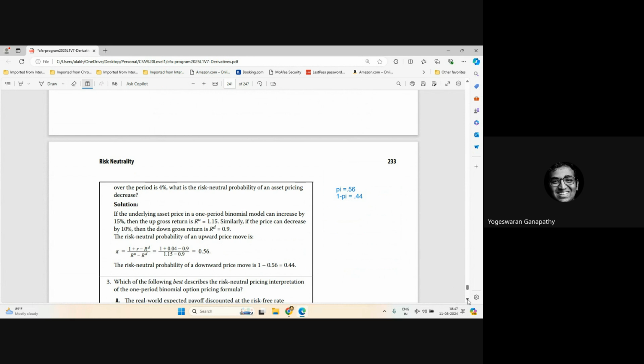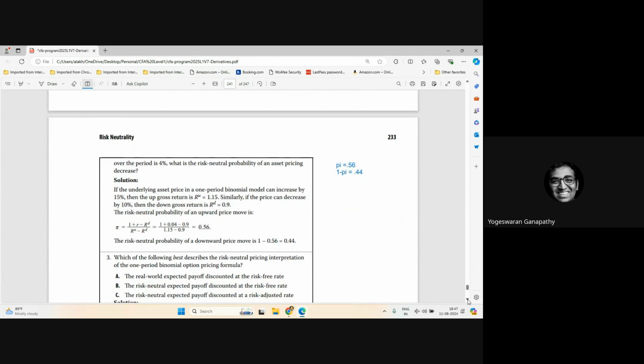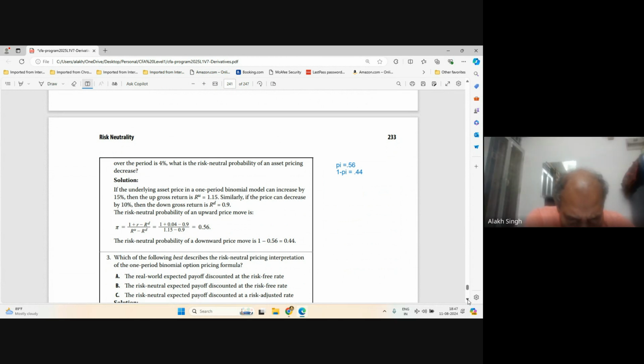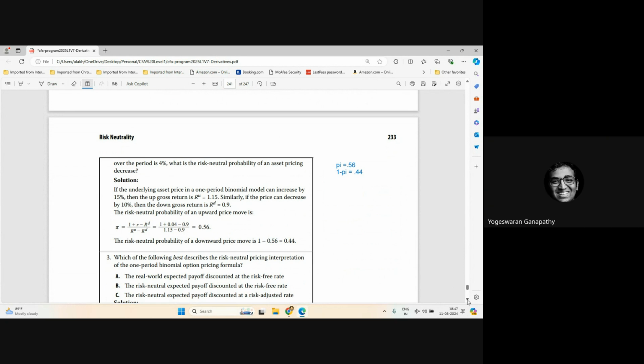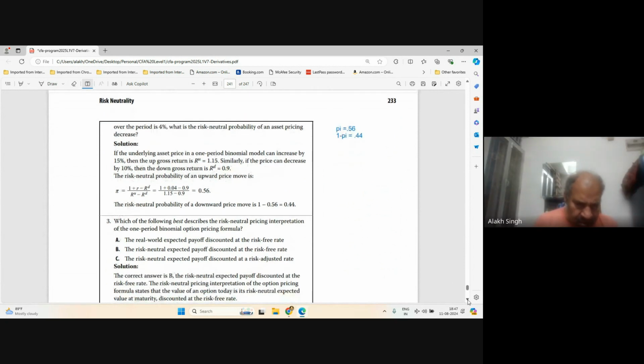Which of the following best describes the risk neutral pricing interpretation of the one period binomial option pricing formula? B, sir. The risk neutral expected payoff discounted at the risk-free rate. Yeah, very good. B is the correct answer. Yes, that is what we did. By definition.